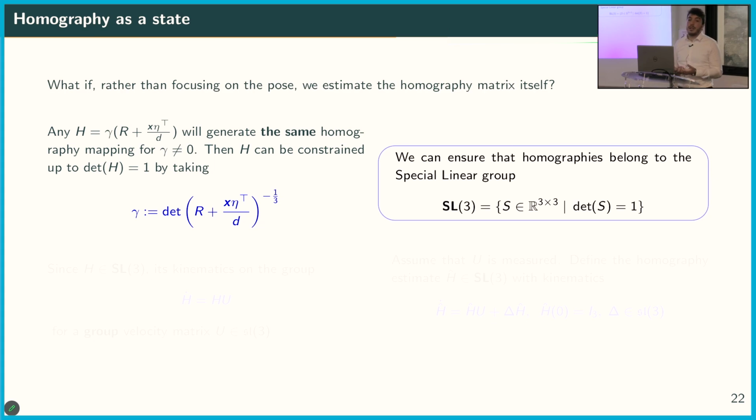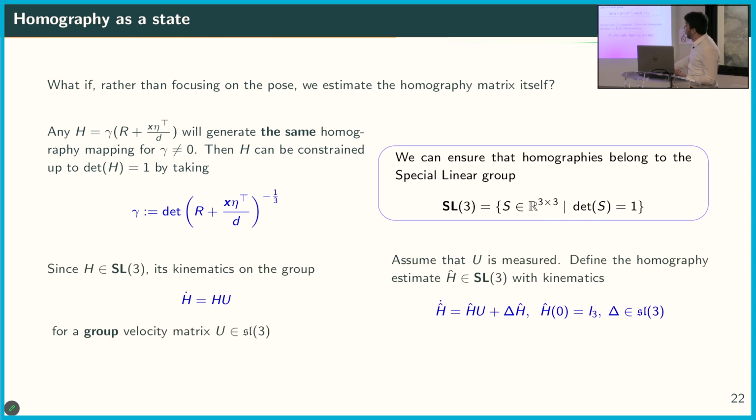Now that we are working with a Lie group, we can do a classical observer design on a Lie group. So this element H has kinematics on the group: H dot is equal to HU. And this U here is what we call a group velocity matrix. It lives in the Lie algebra of the group, SL3. So this is basically a traceless matrix. If this matrix is traceless, then this H will always remain in the group. So now I'll assume that this velocity here is measured, and I can design an observer for H.